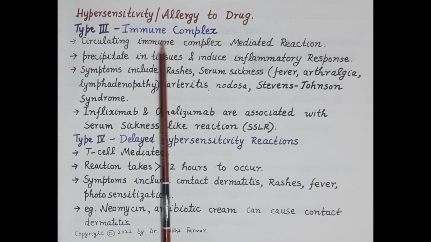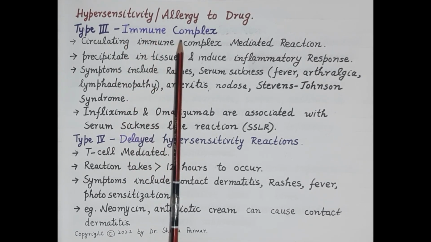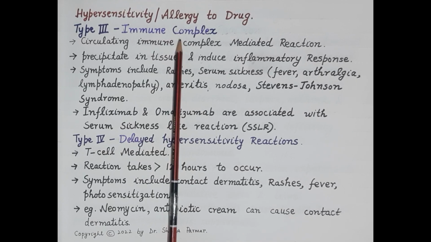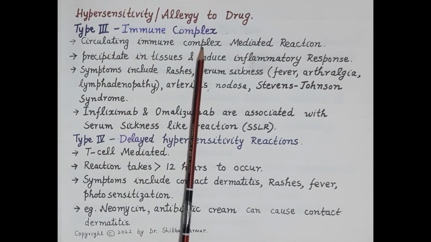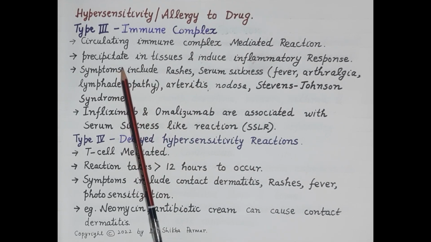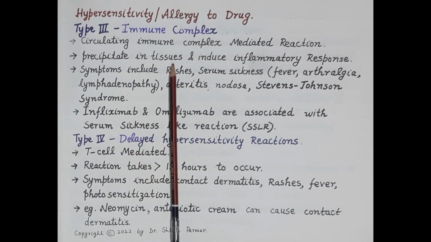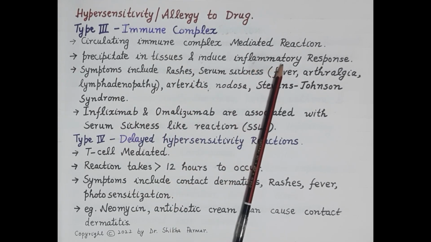Now, the third type, that is type 3 allergic reactions, are also called immune complex reactions. Now, the allergen or the drug binds to the antibodies in the blood to form immune complexes. So, type 3 allergic reactions are circulating immune complex mediated reactions. Now, these immune complexes precipitate in the tissues. By precipitating in different tissues, they induce inflammatory response.